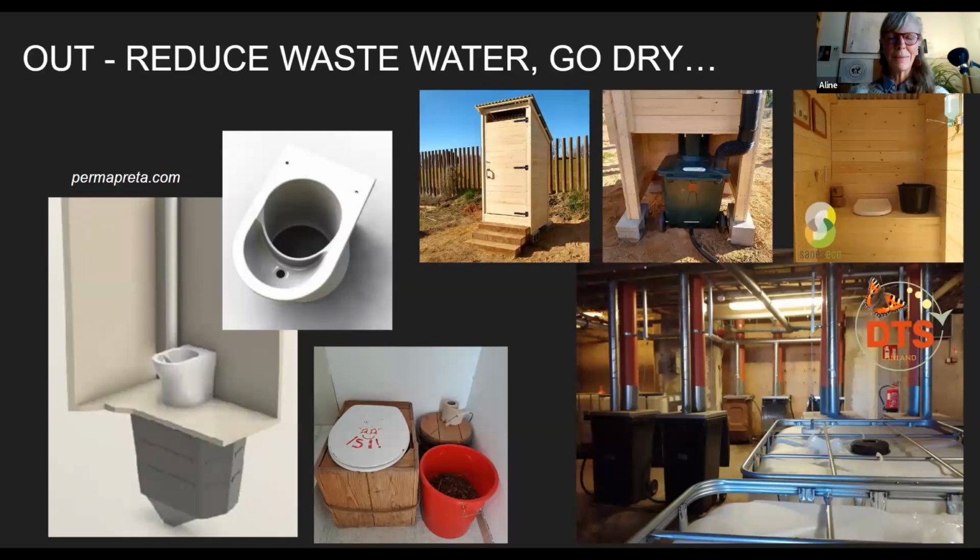So we're coming to the out. We've done all we can within our system to cycle and reduce our water needs. So now it's time to let go of the water. Or maybe we don't actually have an out. Because if we want to go for a dry toilet, then there is no wastewater, then there is no black water. So there's all sorts of models.